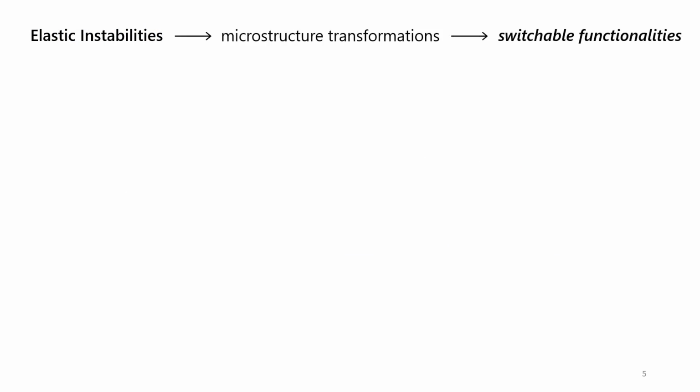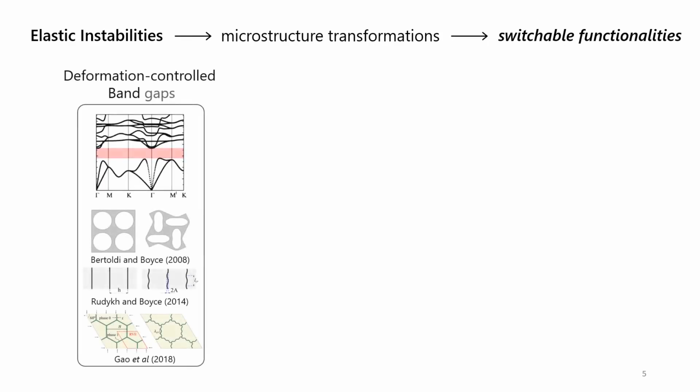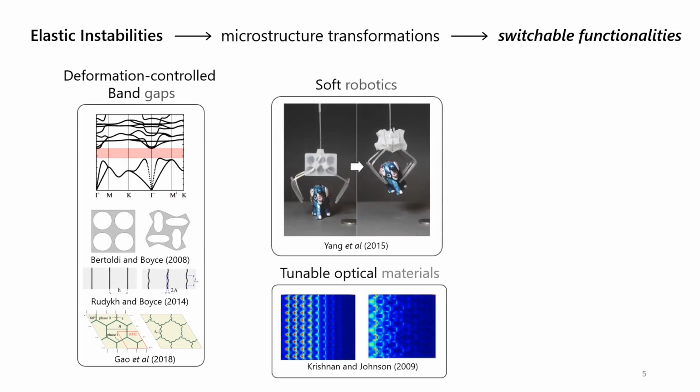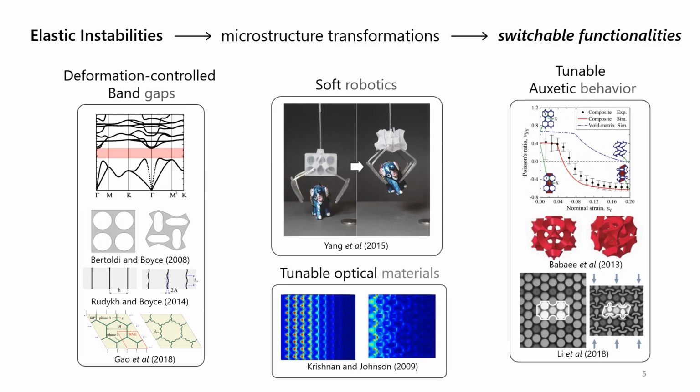Instability in architectured materials leads to sudden microstructure transformations, and that can be used for switchable functionalities. For example, deformation controlled acoustic metamaterials with band gaps, soft robotics, designing tunable optical materials, and tunable auxetic behavior.